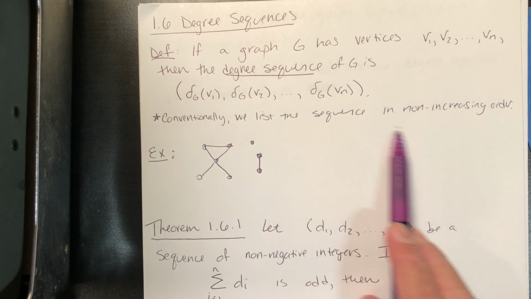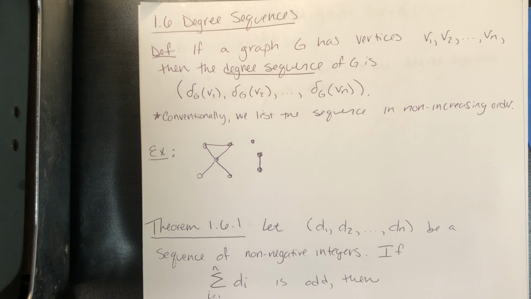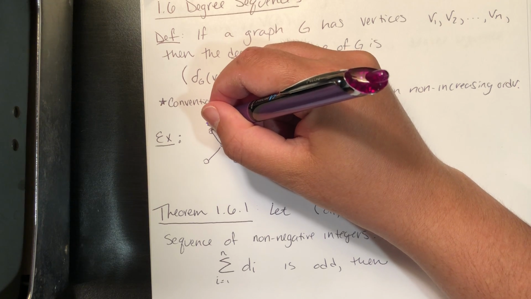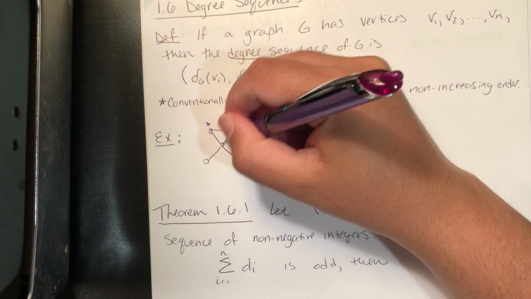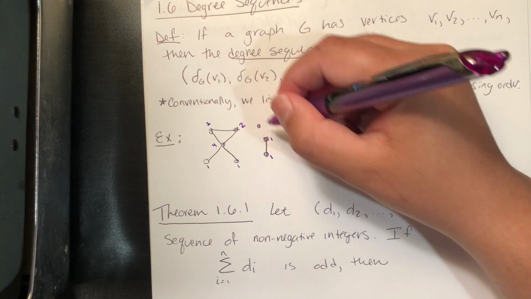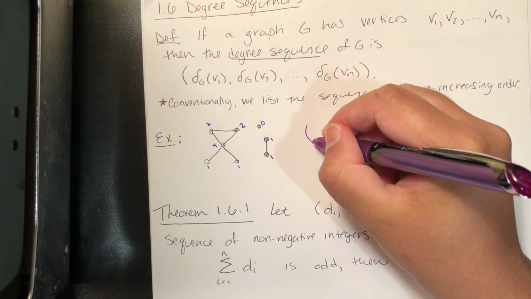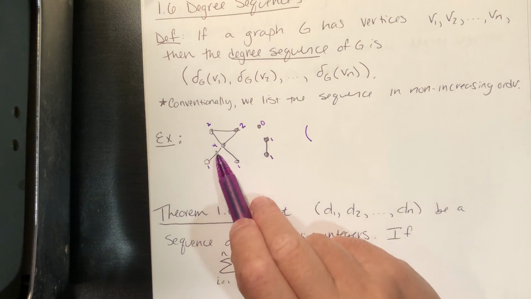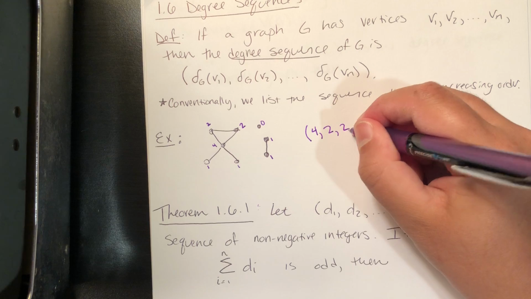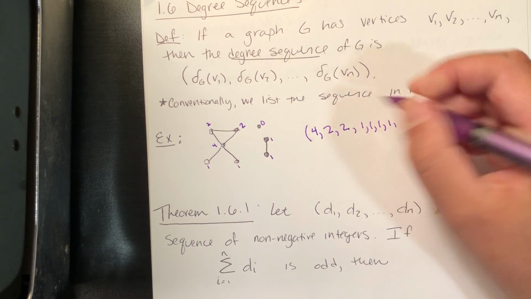Conventionally, we just list the sequence in non-increasing order. In other words, from big to small. So if we looked at this graph here, we could go through and find the degree of each vertex. So this is degree 2, degree 1, 2, 3, 4, 1, 1, 1, 1, and 0. And conventionally, we list this degree sequence in decreasing order. So I would write it as, my biggest one would be 4, then 2 again. Then we have 1, 1, 1, 1, and finally 0.